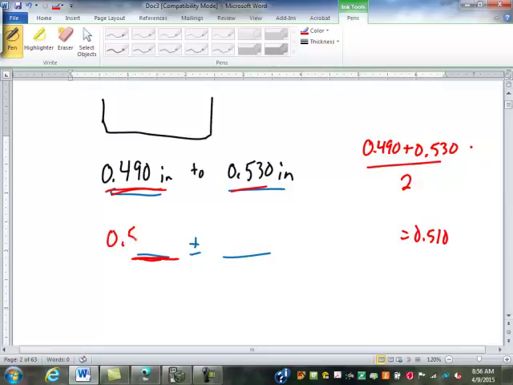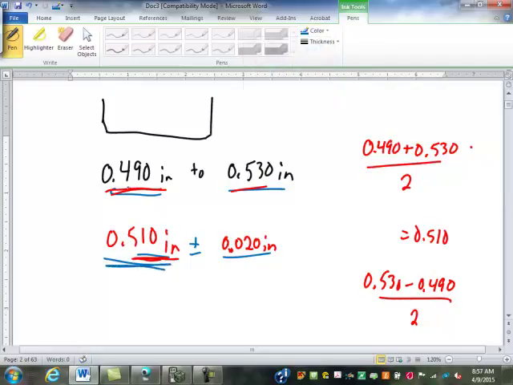So we got 0.510. To find the plus or minus, you subtract them instead of adding them, but you still have to divide by 2. It's only halfway. So you take the 0.53 minus the 0.49, and divide that by 2, which will give us 0.020 inches. So it's 0.510 inches plus or minus 0.020. What a lot of people will do is, instead of subtracting these and dividing by 2, they'll just take this one and subtract that. It would have been 0.040 if you hadn't divided by 2.